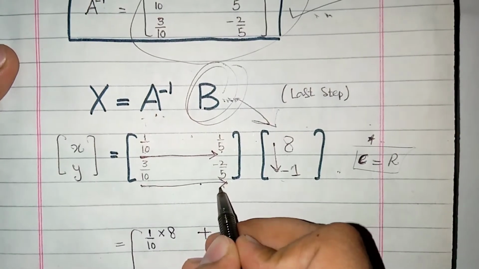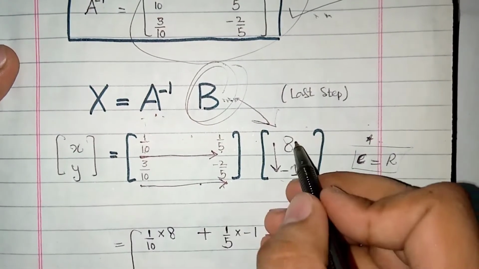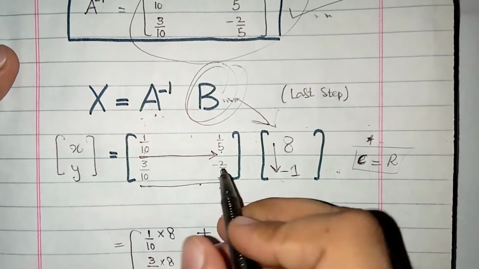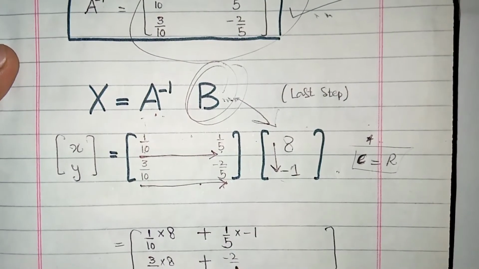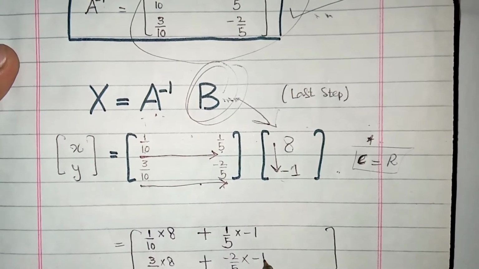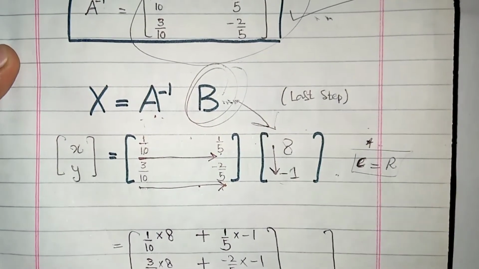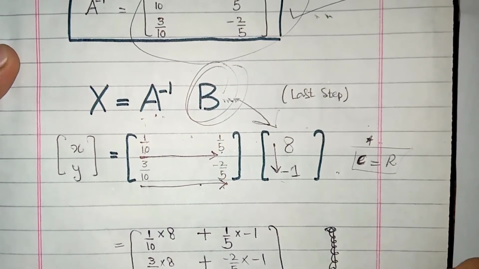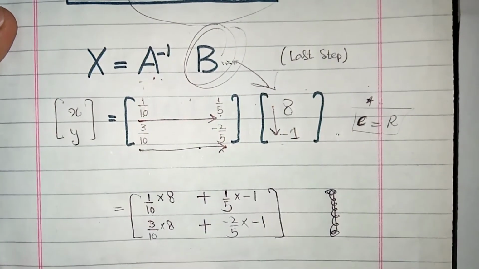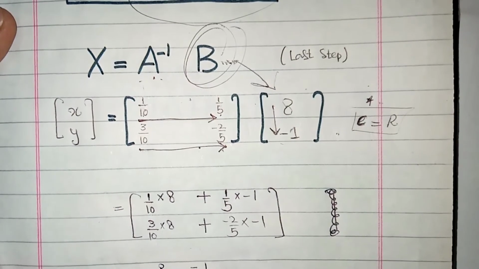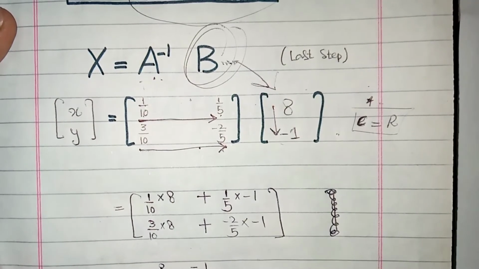This row is multiplied with this column. 3 over 10 times 8, the positive sign here, negative 2 over 5 times this negative 1. I put the bracket too far, so I put the bracket here and just ignore this. Okay, now arrange and simplify. This becomes 8 by 10, this becomes negative 1 over 5.